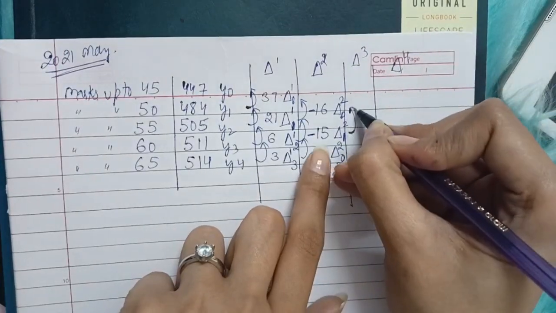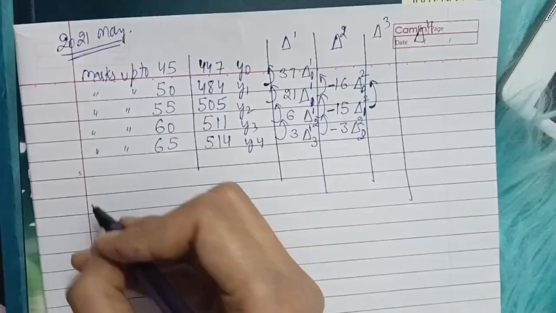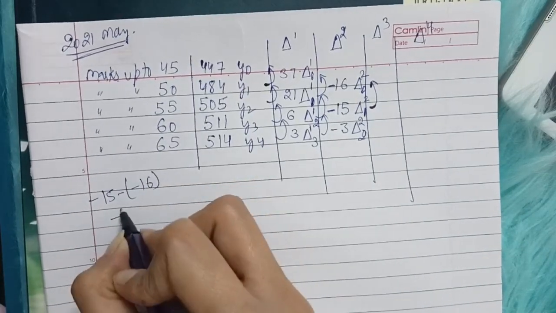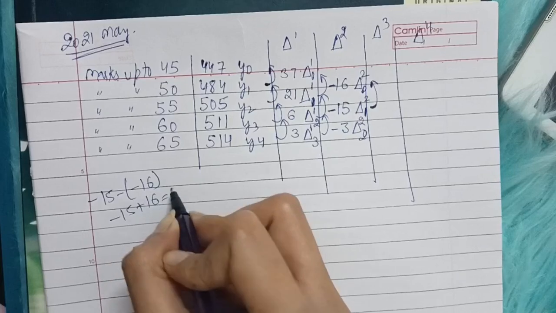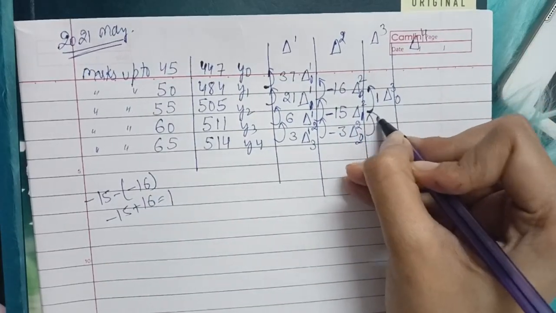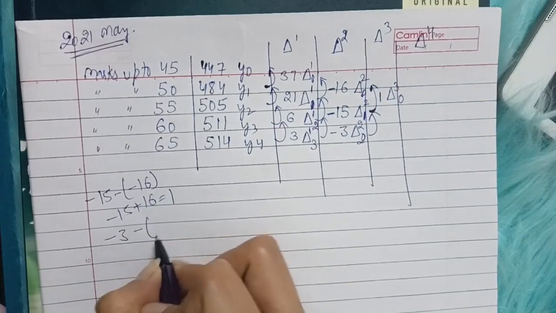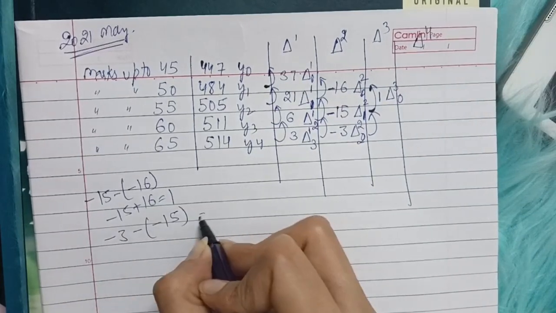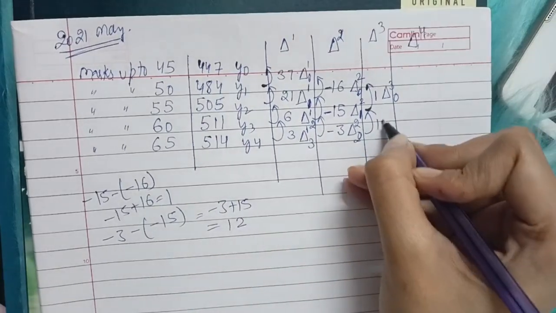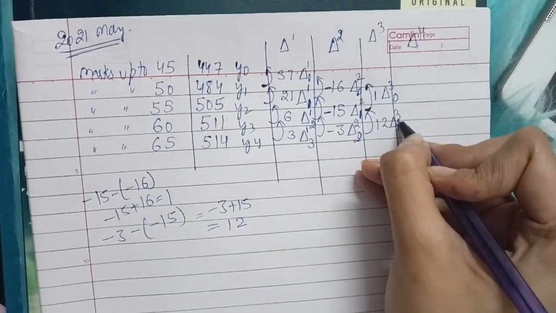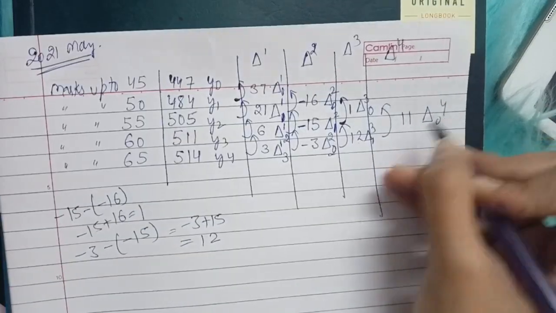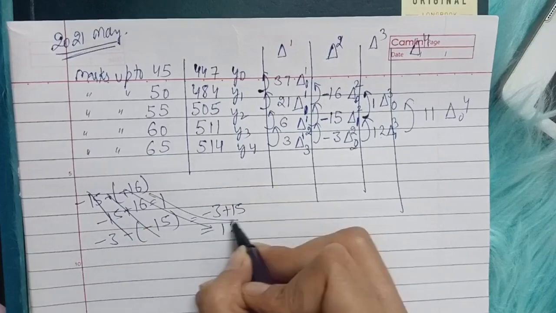Now I'm calculating the next one, that is minus 15 minus 16, so that is minus 15 plus 16, that is 1. Okay, so delta 3 0, and by subtracting these two, minus 3 minus 15, that is minus 3 plus 15, that is 12. Okay, so this part is 12 positive, delta 1 3, and the last one, 12 minus 1, that is 11, delta 0 4. So this is my rough part.